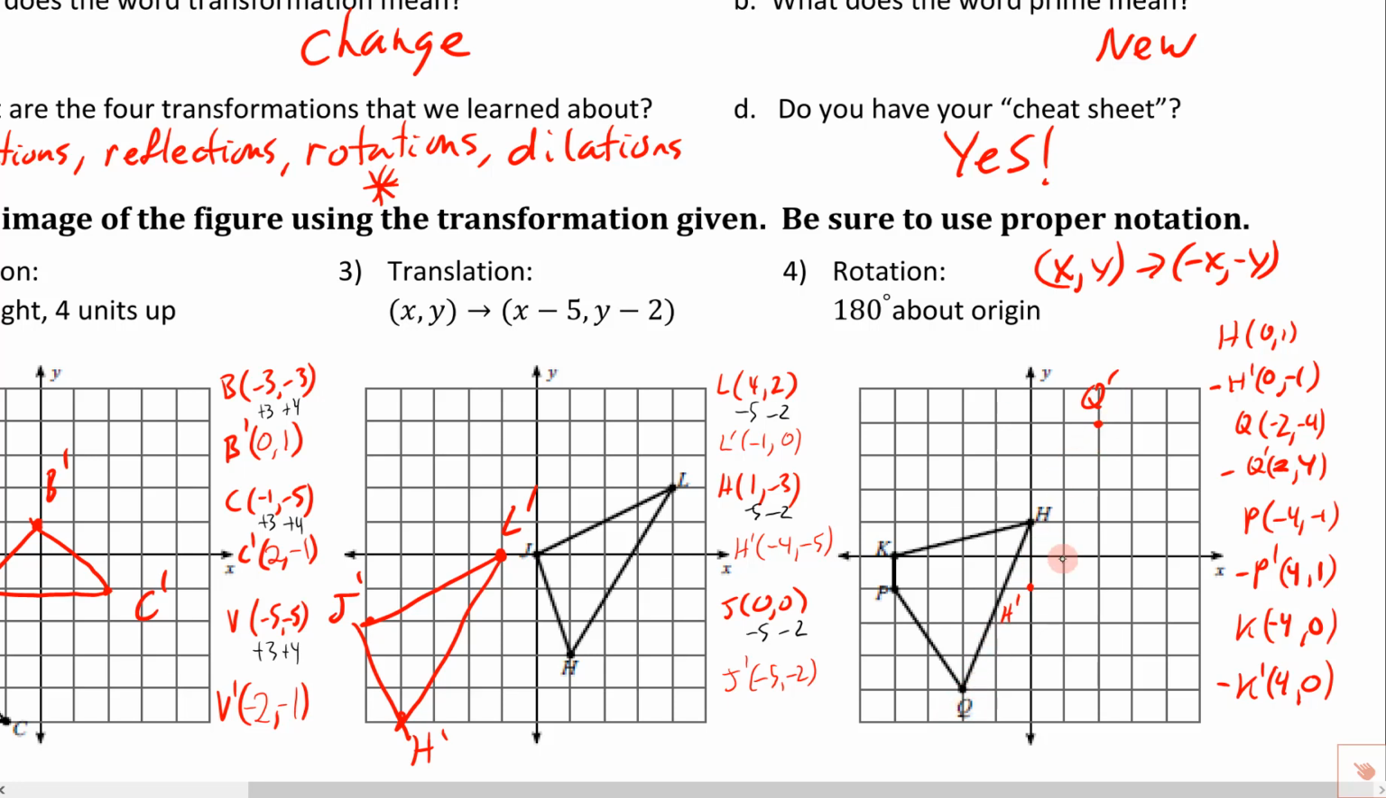the opposite direction. Let's take a look at P prime, 4, 1, over 4 and up 1, so there's P prime. And then the last one is K prime. K prime is 4, 0. So over 4, don't go up or down, and that's going to be K prime. So let's go ahead and connect these and see what we've got. So there is our figure.